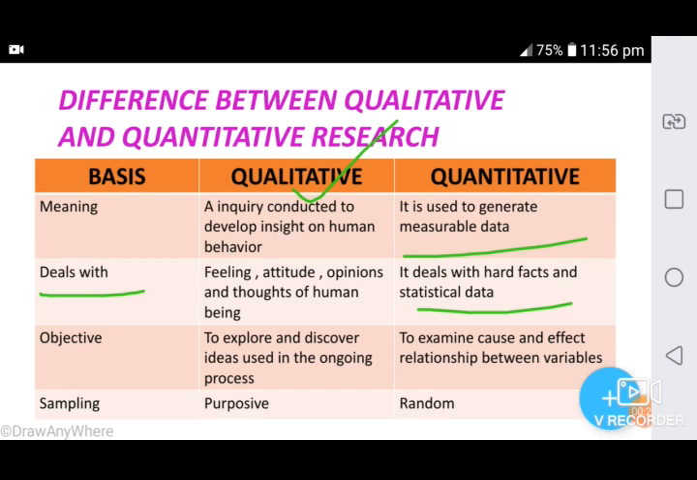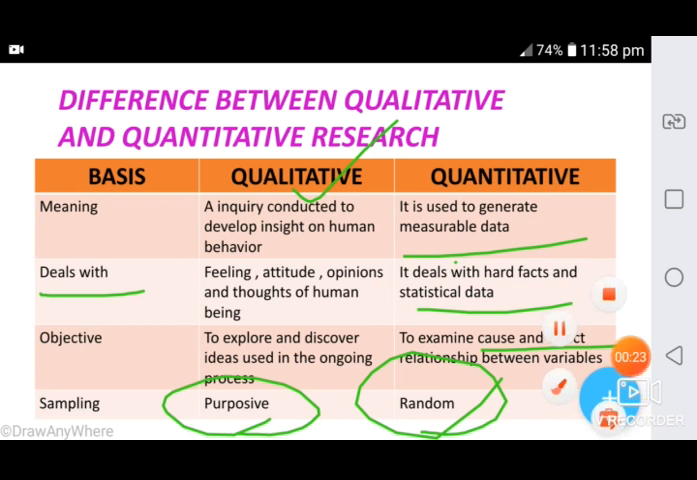Okay, then the objective of qualitative research is to explore and discover ideas used in ongoing process. The objective of quantitative research is to examine cause and effect relationship between variables. Then qualitative research uses purposive sampling, whereas a small sample size is selected to get a clear idea of the target population. Quantitative research uses random sampling, wherein a large representative sample is selected to explore the entire population.